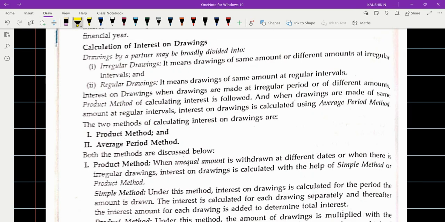That's what I taught you before coming here. So product method and average period method. Here you can see one is irregular drawings and another is regular drawings. Irregular drawings means drawings of the same amount or different amounts at irregular intervals, so the interval will not be the same. Regular drawings means the same amount at regular intervals. Interest on drawings when drawings have been made at irregular periods or at different amounts uses the product method, or the simple method, for calculating the interest. When the drawings have been made of the same amount at regular intervals, interest on drawings is calculated using the average period method. This is what I explained to you earlier with the table values.